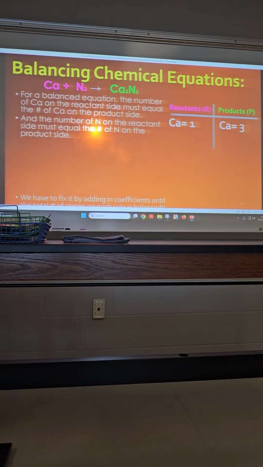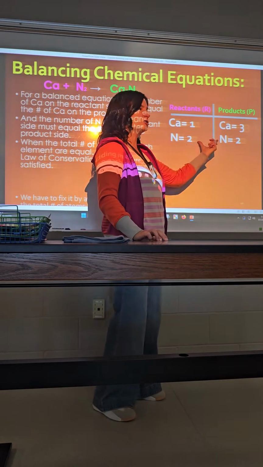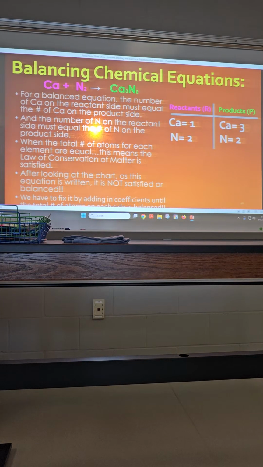No. But let's check out the nitrogen too. We have a 2 and we have a 2. Is that one good? Yeah, so that's good, but we are going to have to do something because the calcium is off. So when the total number of atoms for each element are equal, that means that the law of conservation is satisfied. So it's good for the nitrogen, but it's not for the calcium, and that's our problem. So we need to fix that. So after looking at the chart, the way it's written, it is not satisfying the law of conservation of matter, and it is not balanced.